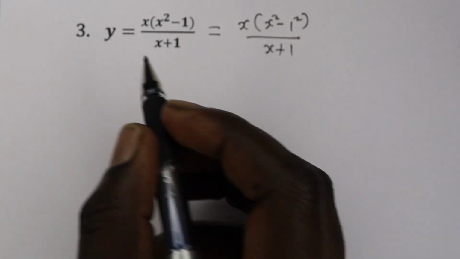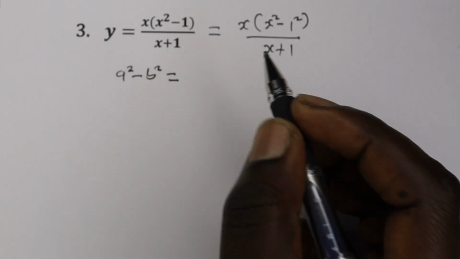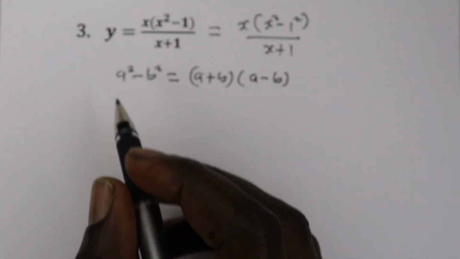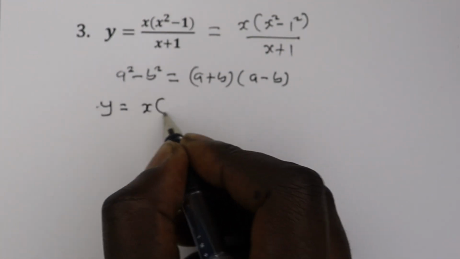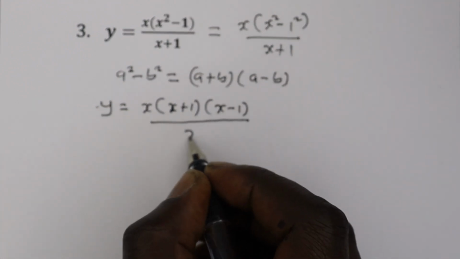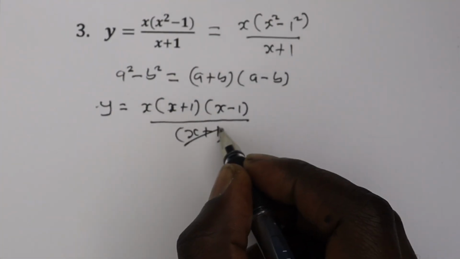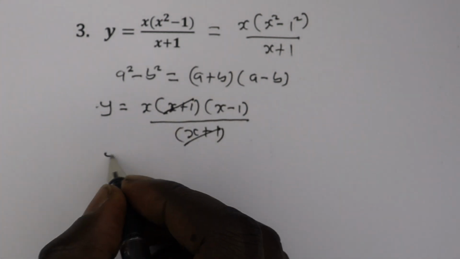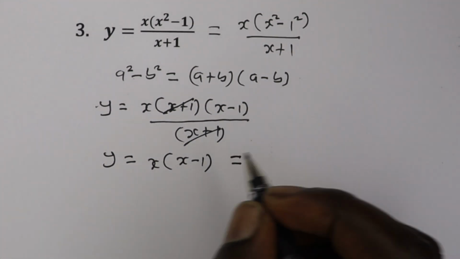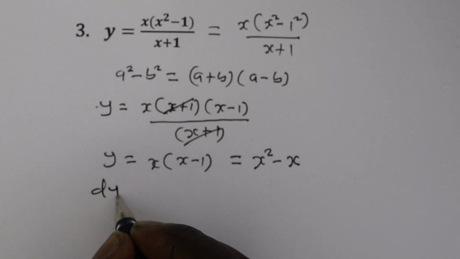So if you look at what is in the bracket, it appears as one of the quadratic identities, that is the difference of squares. And according to the difference of squares, that is the same as a plus b times a minus b. So it therefore means that we can write y as x into x plus 1 into x minus 1 over x plus 1. So since there's a multiplication between these terms, you're allowed to cancel x plus 1 and x plus 1, so that y is equal to x into x minus 1, which you can rewrite by opening up the bracket as x squared minus x.